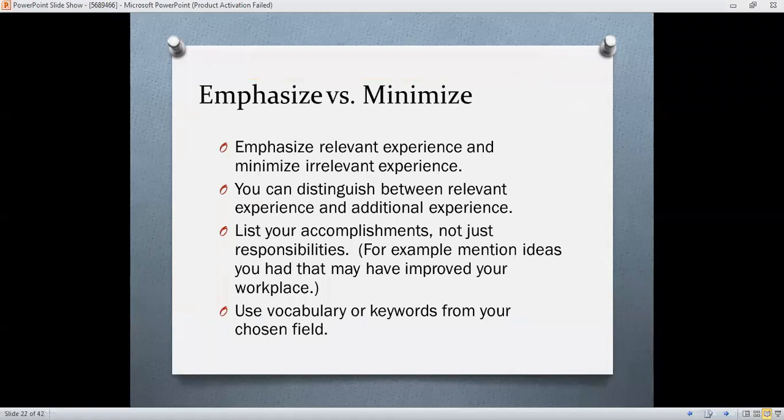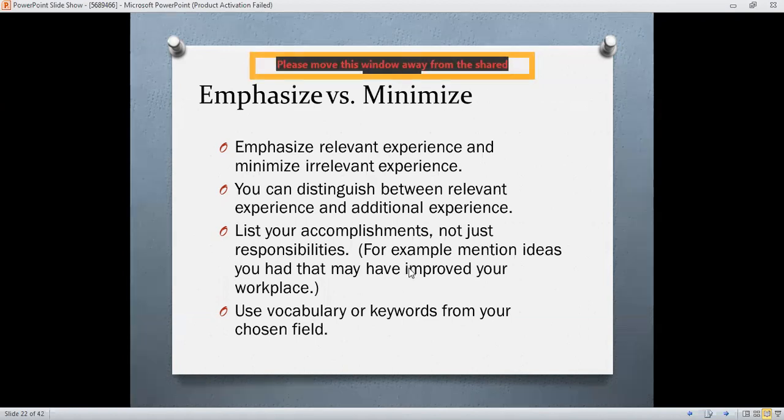Okay, so what should we highlight and what should we minimize in our resume? That is the emphasis: you highlight relevant experience and minimize irrelevant experience.